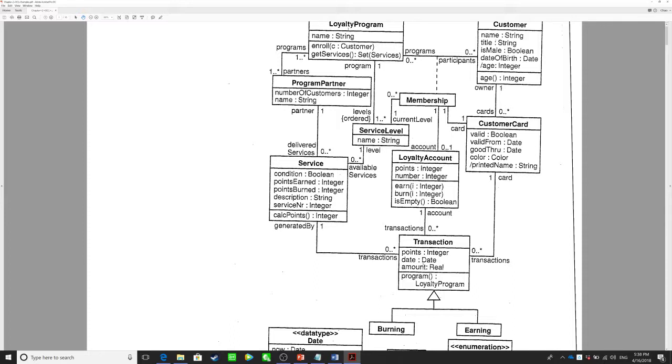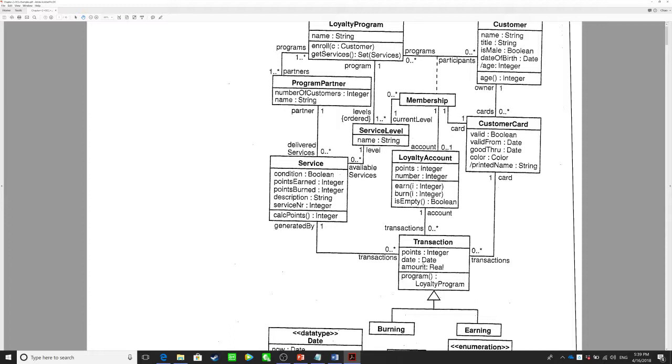A company that offers its customers membership in a loyalty program is called a program partner. That's the second thing here. Program partner to the loyalty program is many to many. What does that mean? It means that for one loyalty program there may be a bunch of partners, and each of the program partners may participate in different loyalty programs.